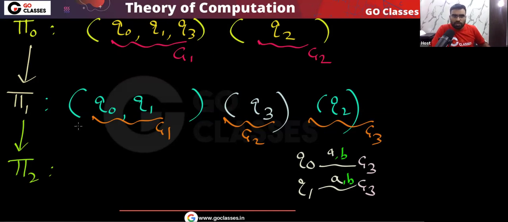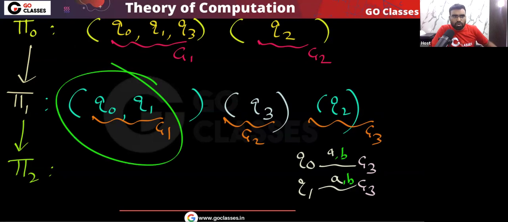A student is asking, did we already check Q0, Q1? No. From pi 0 to pi 1, we checked Q0, Q1. Now we are checking for pi 1 to pi 2. Now the groups have changed. Yes or no? For pi 0 to pi 1 we already checked Q0, Q1, but now the groups are changed, so we have to check this again.